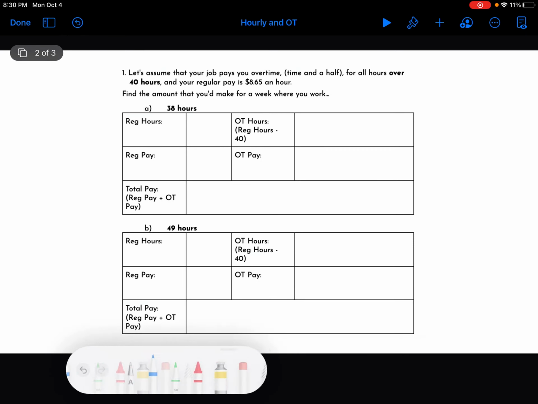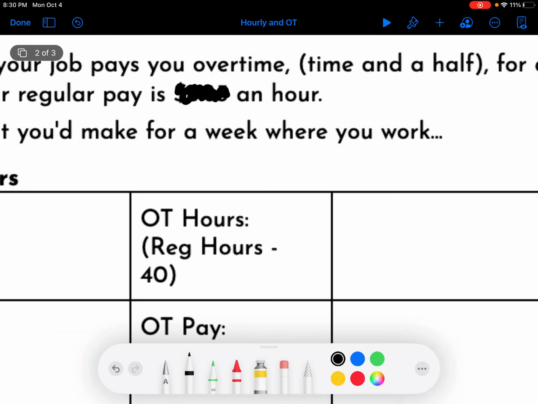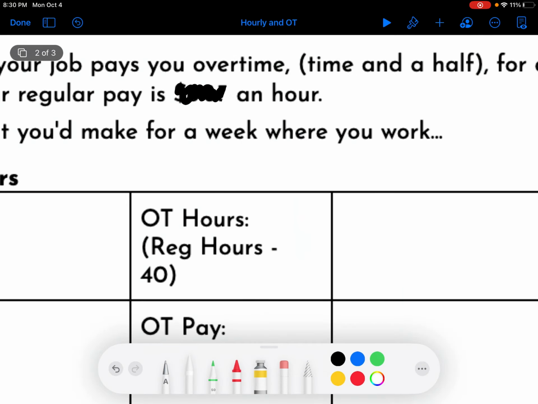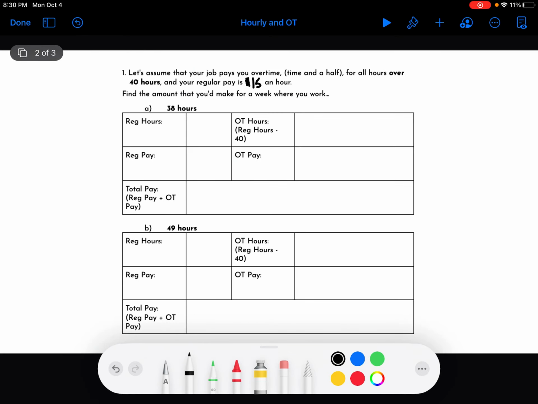I'm going to change that hourly rate. This is an old hourly rate. So let's assume you have a job that's paying you, let's make this better, we're going to assume that our job is paying us $15 an hour. So we're getting $15 for every hour, and that's going to be for the first 40 hours. Anything over that, you're going to get overtime pay.